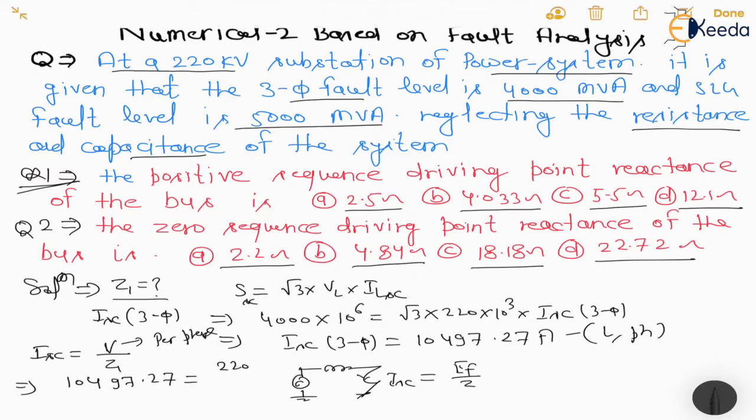So ISC we have calculated, 10497.27 ampere, is equal to 220 upon root 3 into 10 to the power 3 upon Z1. From here we can obtain the value of Z1, which is 12.1 ohm. So this is the answer of the first question. Now I am going to solve the second question: what will be the zero sequence driving point reactance of the bus?